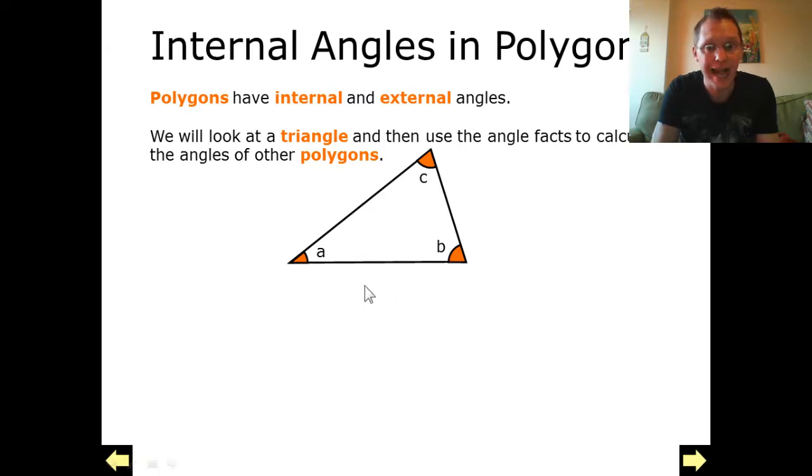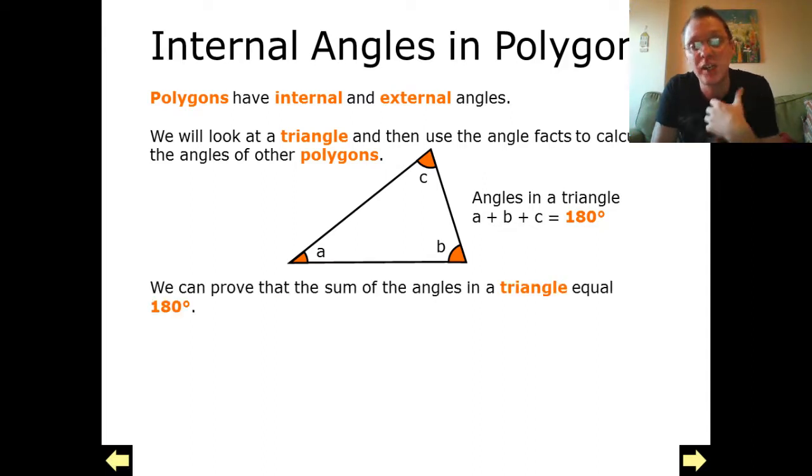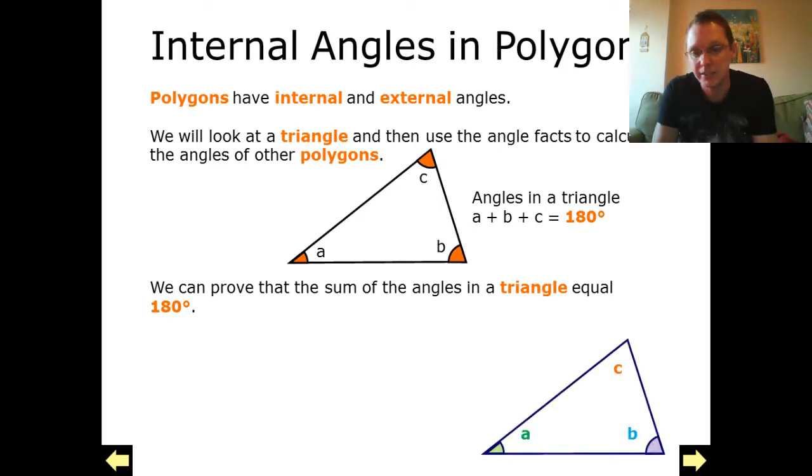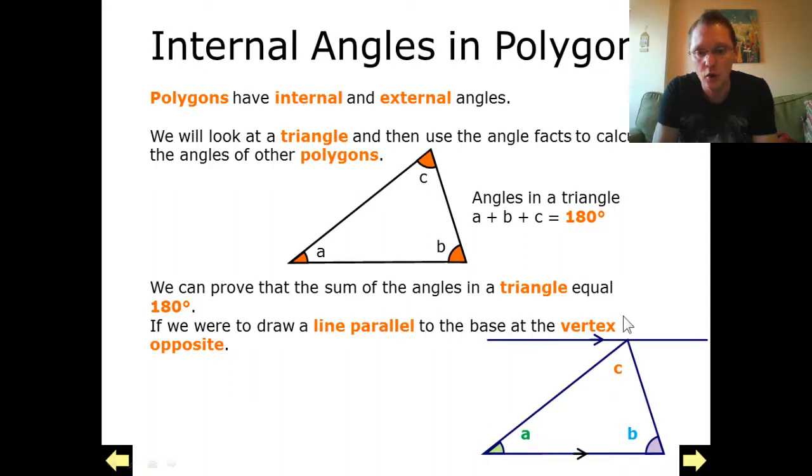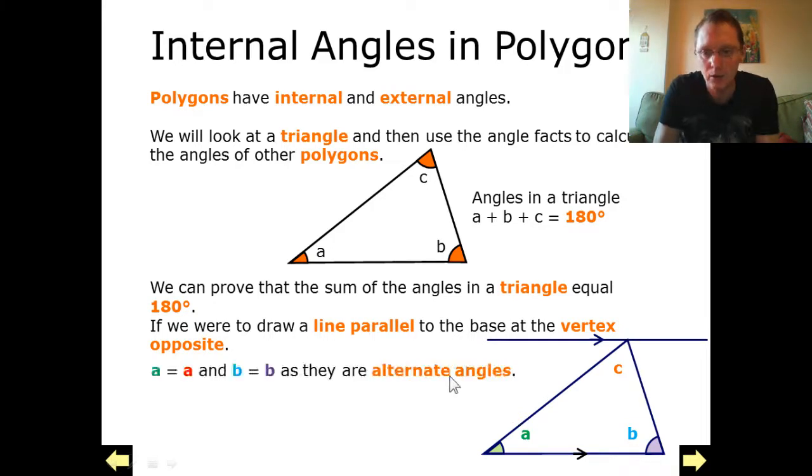So here I've got my angles A, B, and C within my triangle. We know that these add up to 180 degrees, and we can actually prove that these add up to 180 degrees. So here's my triangle. If I was to draw a parallel line to the vertex, higher vertex of this triangle, which is parallel to the base, what we can see here is that using alternate angles, so using our Z angles, this angle here will be equal to this angle here. This angle here will be equivalent to this angle here.